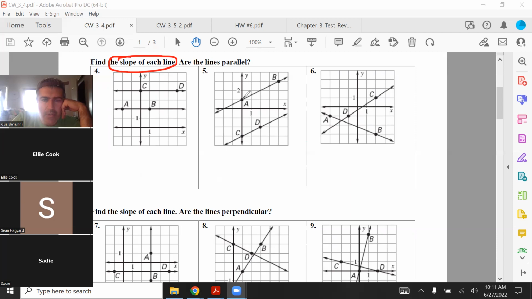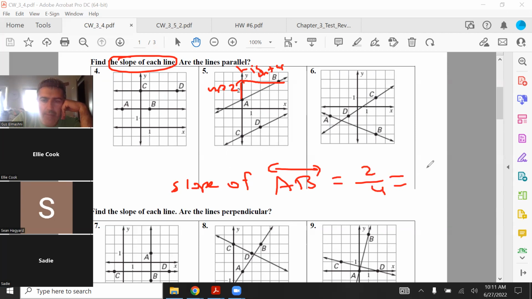So yeah, if we count it, looks like every box here is worth 1 unit. So I go up 2, and I'm going to count 1, 2, 3, 4. Get it right, 4. So the slope of line AB is 2/4, which is 1/2.